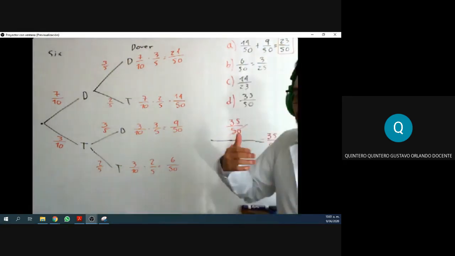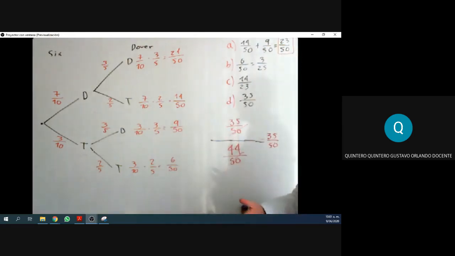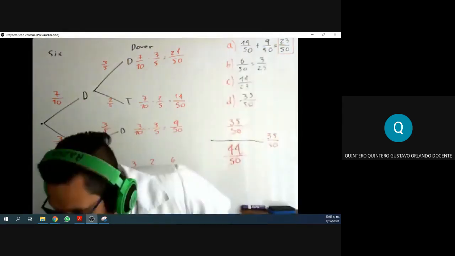That is how you use conditional probabilities with a tree diagram. Now, guys, let me stop the recording here.